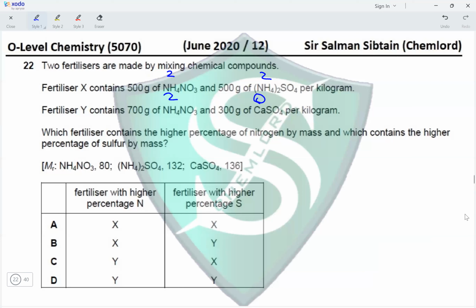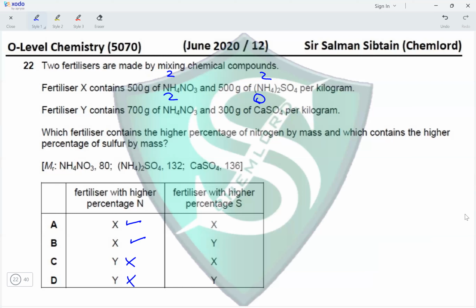So this makes fertilizer X have a greater percentage of nitrogen because out of the 1 kg, there are 4 moles of nitrogen present, whereas in the case of the second one, only 2 moles are present. So X is the correct answer for the first column. So options C and D have been eliminated.